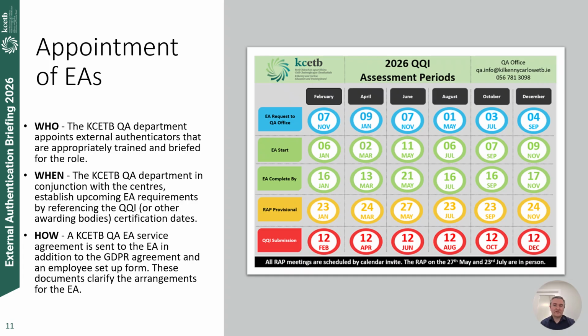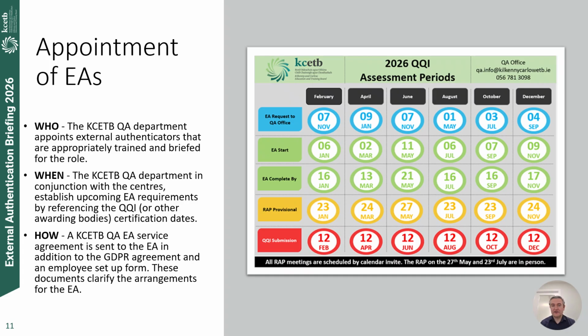So when does all of this happen? We use our assessment period calendar here to look at this. So we work back from the QQI submission date. We go back a couple of weeks to look at our RAP provisional date. This is to ensure that we have enough time to send out provisional results to learners while also giving them ample time for appeal before the QQI submission window. And then we work back from the RAP provisional date to have an EA start and complete date. So that's our EA window.